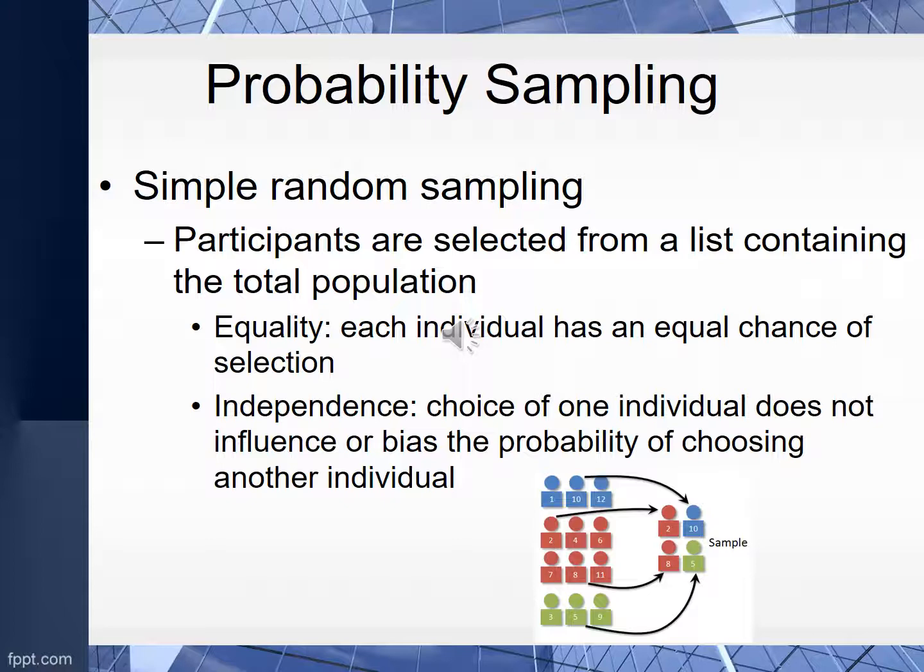Probability sampling. Now, simple random sampling includes participants who are selected from a list containing the total population. Equality is where each individual has an equal chance of selection, and independence is that the choice of one individual does not influence or bias the probability of choosing another individual.